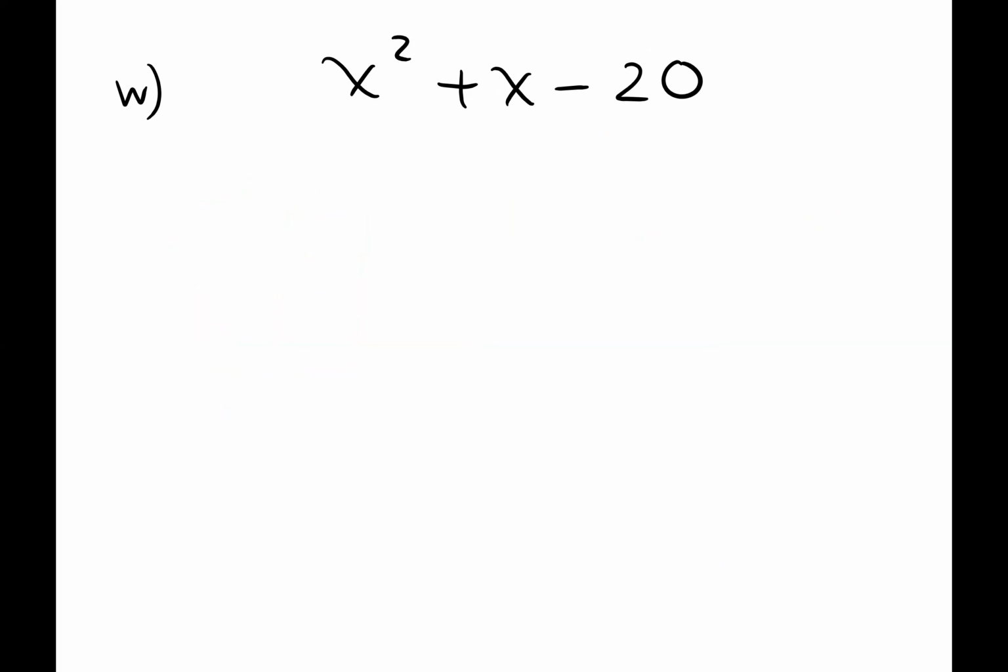Okay. Usually I don't show my work because, what the heck is this? All right, and I think normally we can do this in our heads, right? Just think to ourselves, hey, two numbers multiplied to negative 20, add to 1 is x plus 5 times x minus 4.